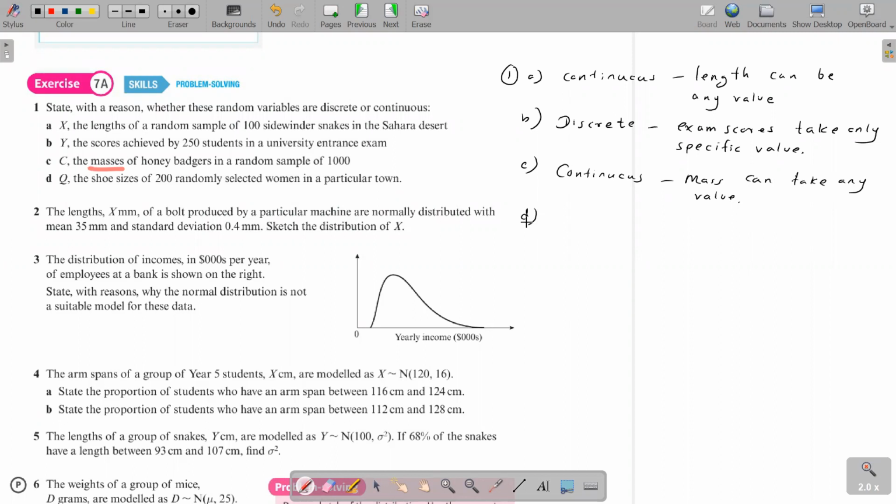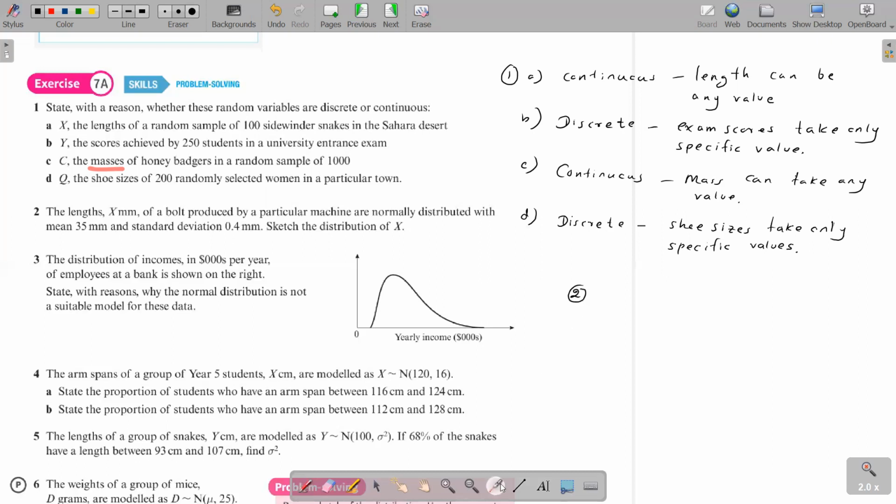And part B, the shoe sizes of 200 randomly selected women in a particular town. When it comes to shoe size, you don't have every value, right? You only have specific sizes. You have those sizes that are given. So those are the values you can take. So shoe size is definitely discrete. Shoe sizes take only specific values. Is this clear? Okay, so then we'll go to question number 2.